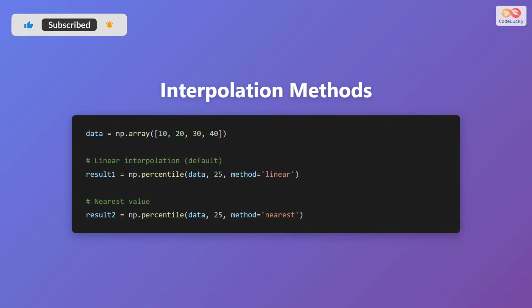The method parameter allows you to control how percentiles are calculated when the desired percentile falls between data points. The default is linear interpolation, which calculates a weighted average. Alternatively, you can use nearest to simply pick the closest value. Different methods can give slightly different results depending on your data.